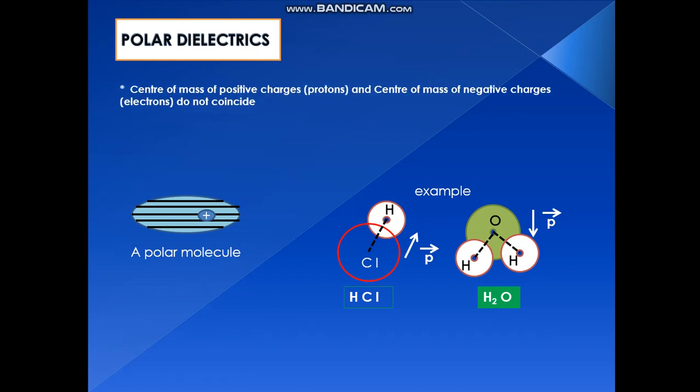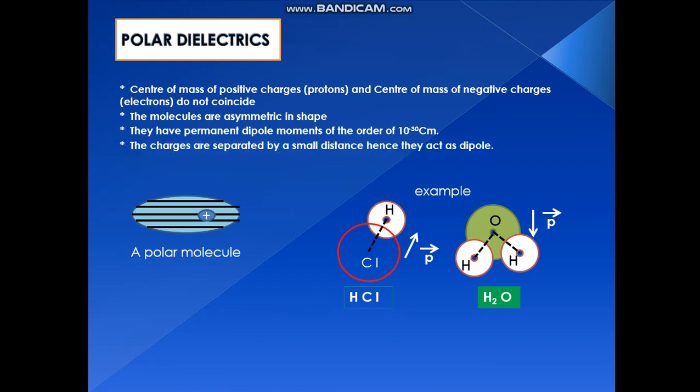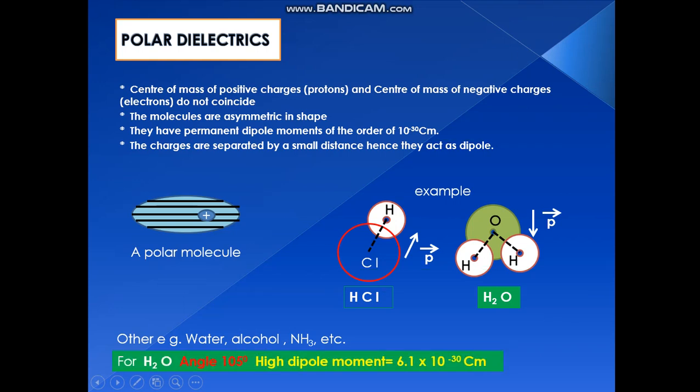What we see is the center of mass of the positive charge, protons, and the center of mass of the negative charge, electrons, do not coincide. The molecules are asymmetric in shape. They have permanent dipole moments of the order of 10 raised to minus 30 coulomb meter. The charges are separated by a small distance, hence they act as a dipole. Other examples are water, alcohol, ammonia, etc. For water, the angle is 105 degrees. It has a high dipole moment of 6.1 into 10 raised to minus 30 coulomb meter.